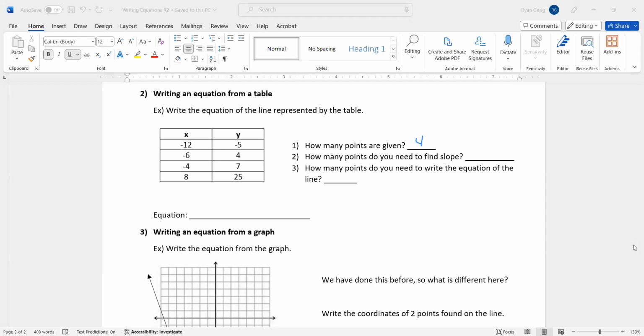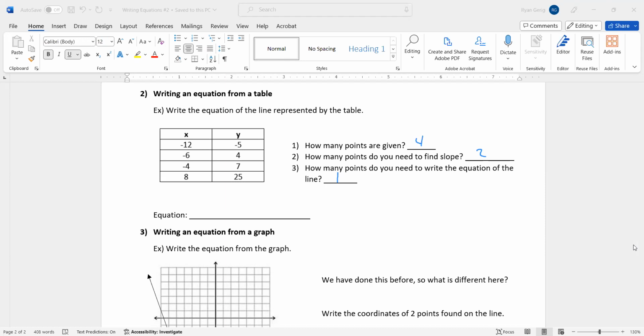How many points do you need to find the slope? Well, to find the slope, I just need 2. How many points do you need to write the equation of a line? You really only need 1. Once you find the slope, if you have 1 point, you're good to go. So we have more than we need.